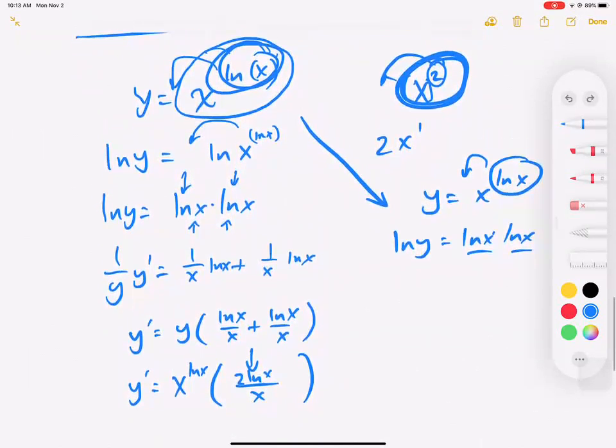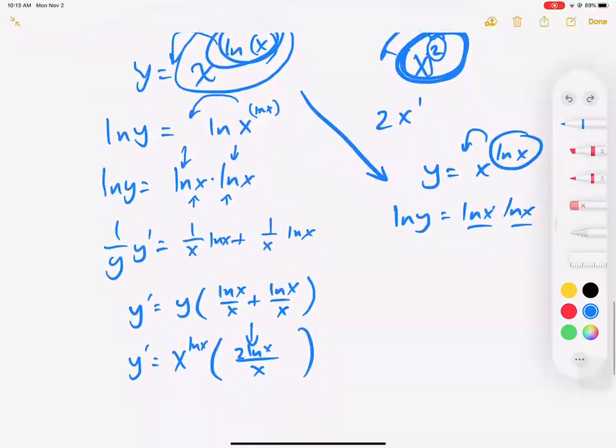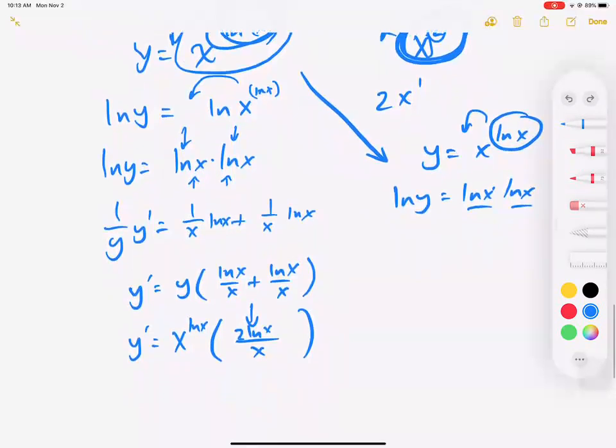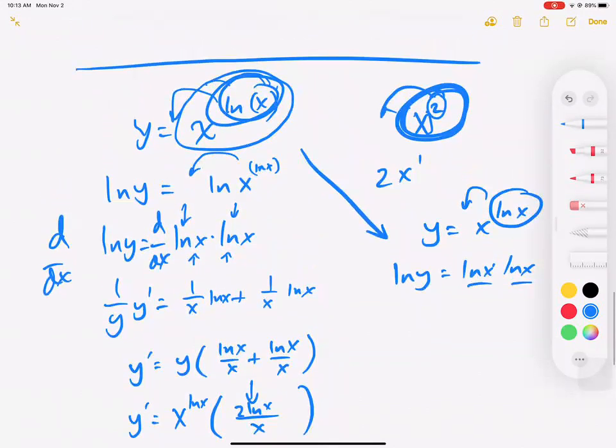Wait, Mr. Cole. Yes. So after you get the ln of y equals, why do you make it into 1 over y times y prime? Okay. From this step, we take the derivative to both sides. And the derivative of natural log y is 1 over y times y prime. And then the derivative of x ln x is product rule. Because the ultimate goal, I should have written this, is finding what y prime is. Find that derivative.